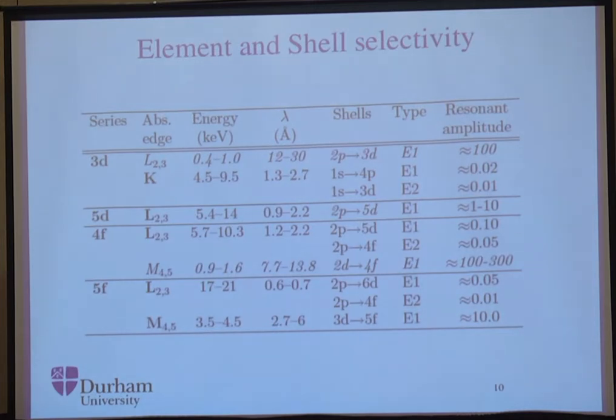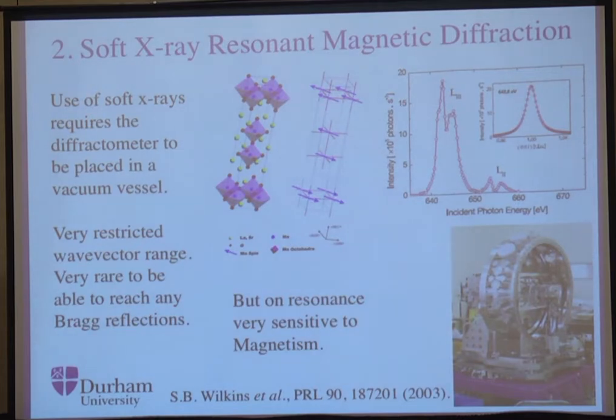And of course, these soft X-rays don't travel through air. They won't get through your sample. On a synchrotron, they won't even get through the beryllium window. So you tend to have to build a diffractometer and put it in a large vacuum vessel which is attached to the synchrotron without any windows. But when you do all of that, you can see magnetic reflections.